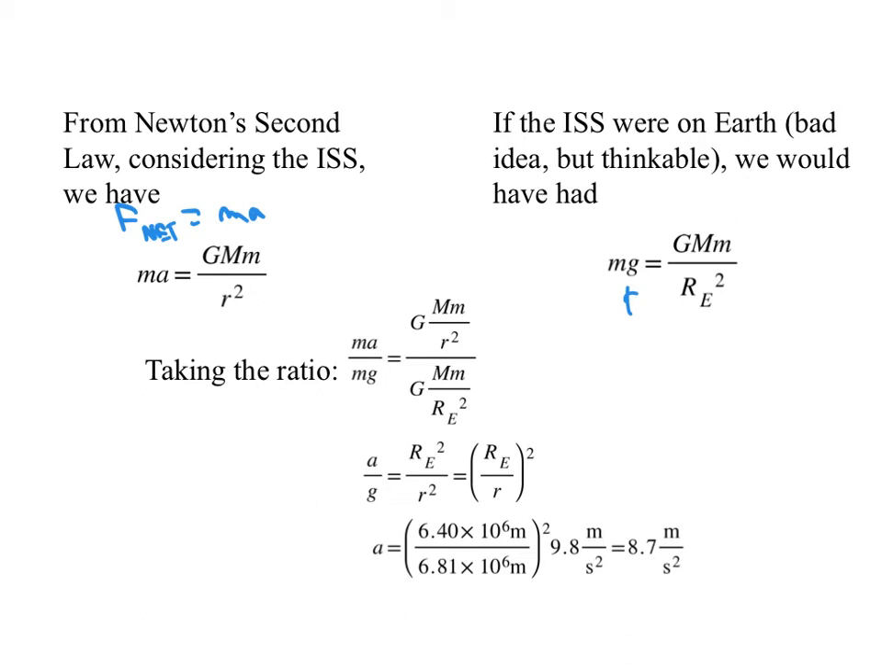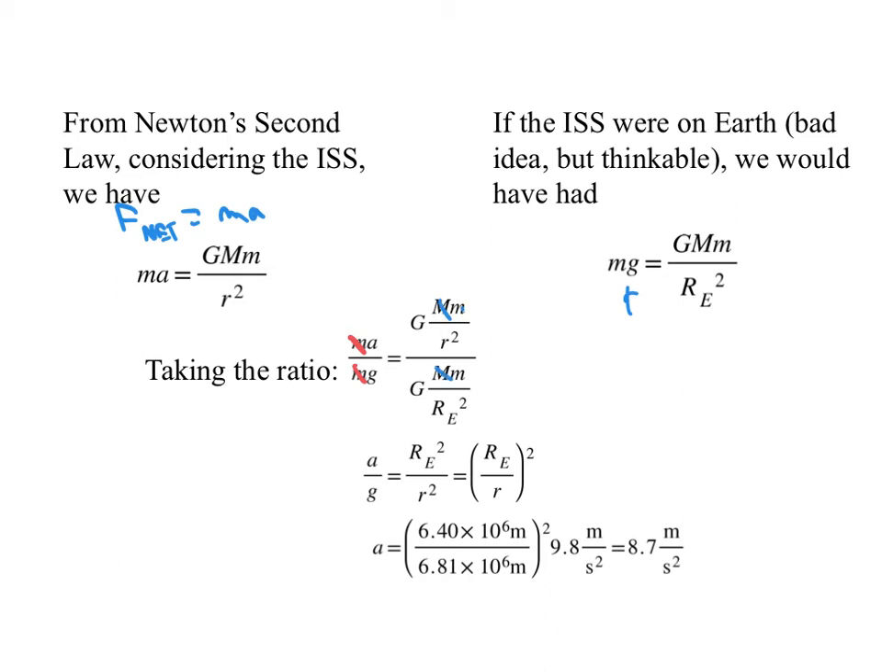And then since a lot of these things are constant, a usual technique is let's take the ratio. So let's take ma over mg, and then take what they're equal to over here. Why do we do that? Because a lot of things go out. The m's cancel.